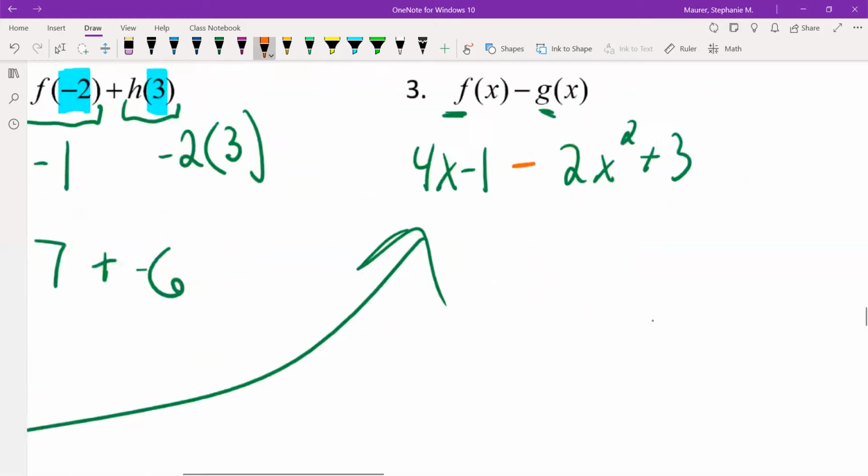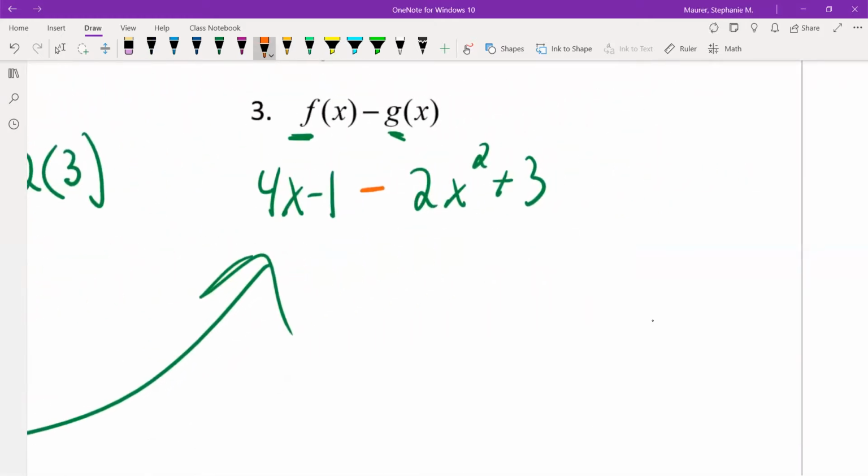Another big difference with subtraction, something to keep in mind: this, as we have it set up right now, is actually not going to give you the correct answer. Because when you look at it in this format, it's kind of saying that we're subtracting the 2x squared, but we're not subtracting the entire g function. And if you look up top here, we should actually be subtracting the entire g function, which is why parentheses are going to be so important in a problem like this.